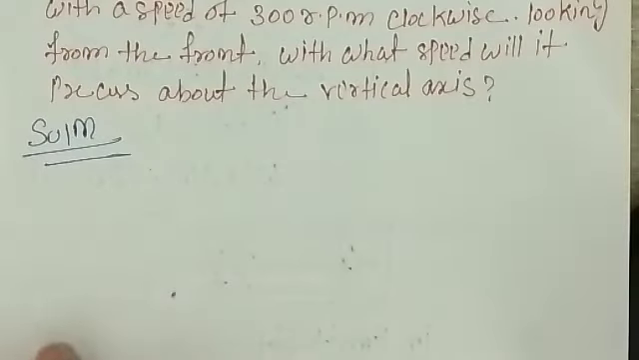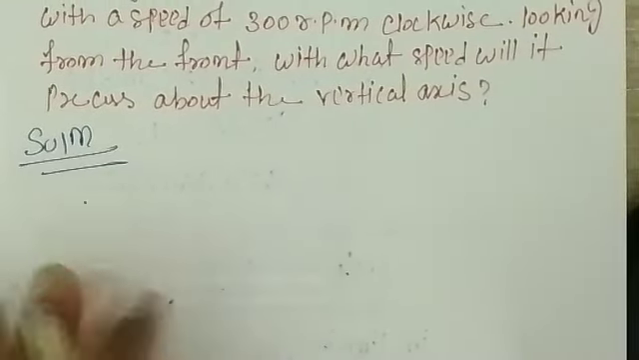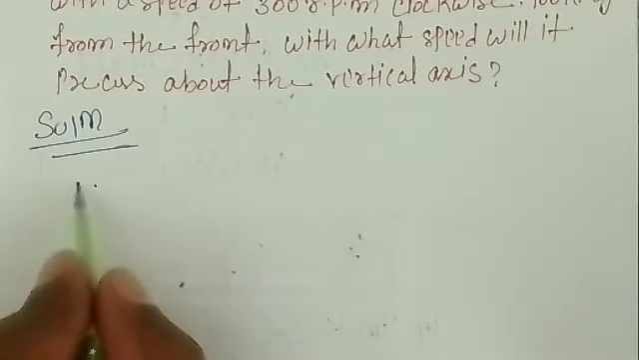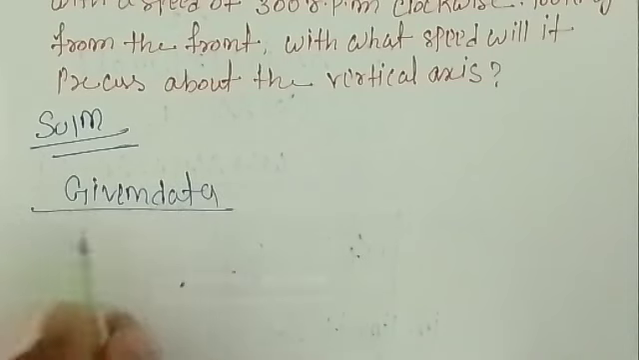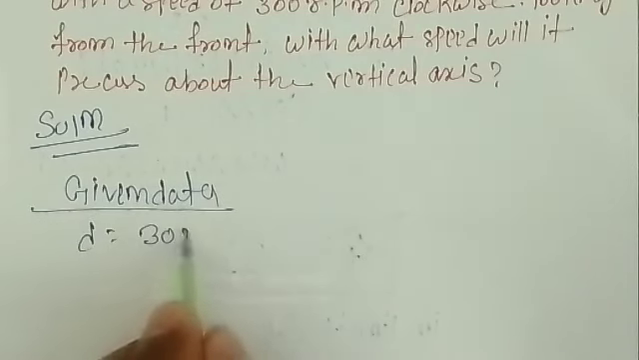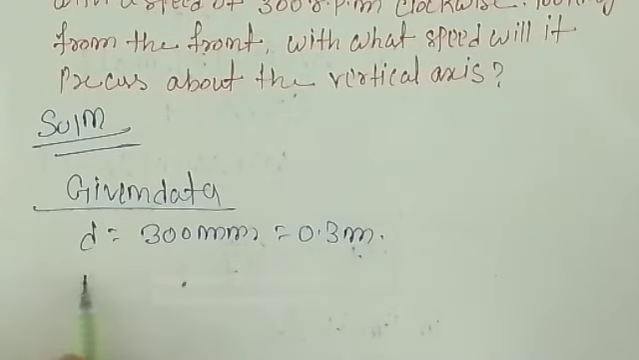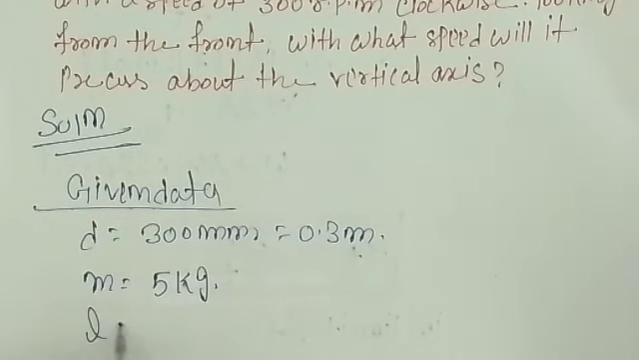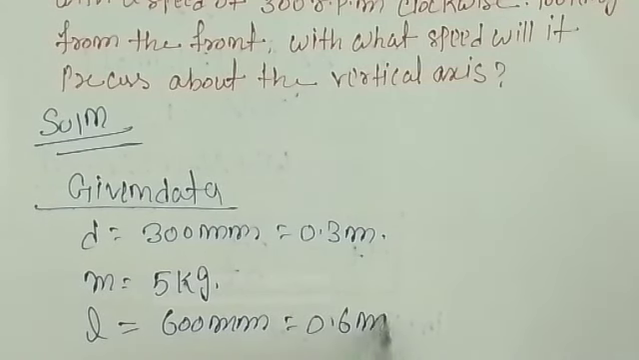So you have a disc whose diameter is given. The given data is D equal to 300 mm, which means 0.3 meter, and the mass of the disc is M equal to 5 kg. The length of the arm by which the disc is connected is 600 mm, which is nothing but 0.6 meter.